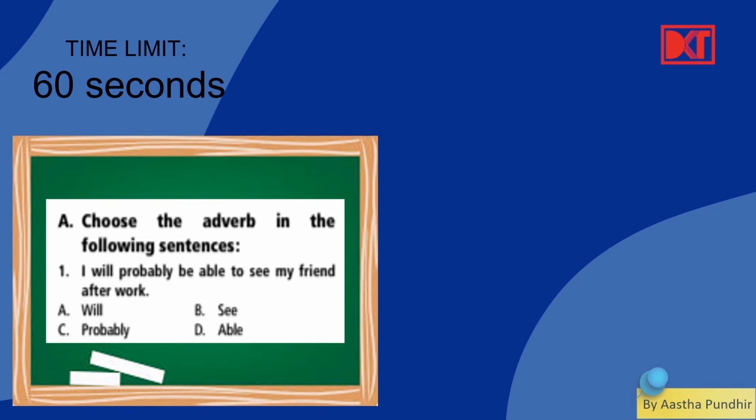So let's see. Here it says, I will probably be able to see my friend after work. Options are will, see, probably, able. Okay, so here the correct answer is C, probably. The others, you see, will is a verb conjugation. Then see again is what? A verb. And able, to be able to do something, that is a verb, but otherwise able is an adjective.